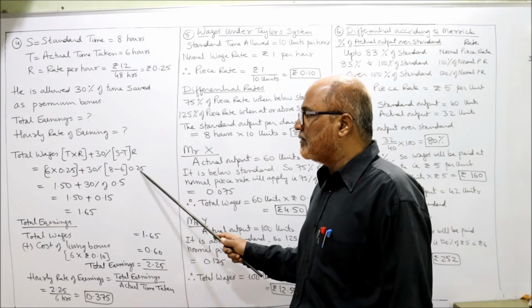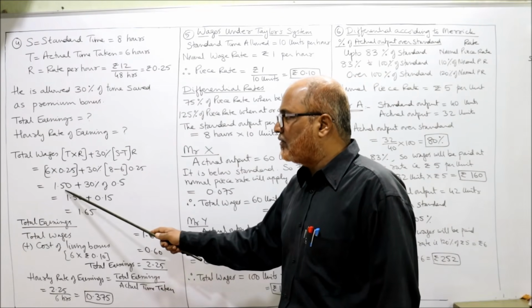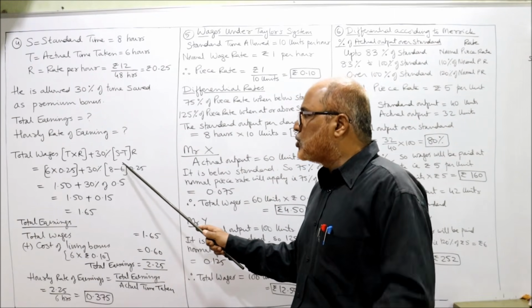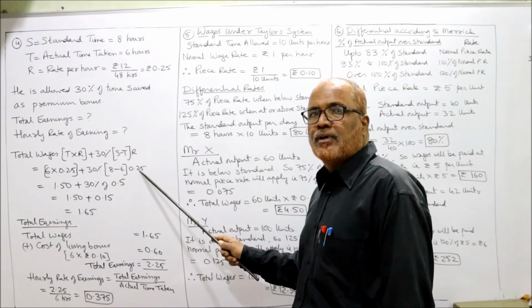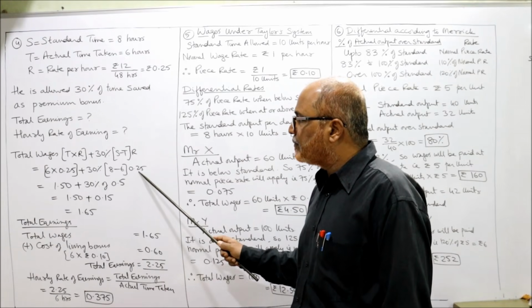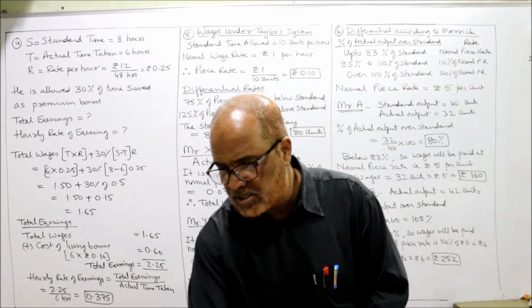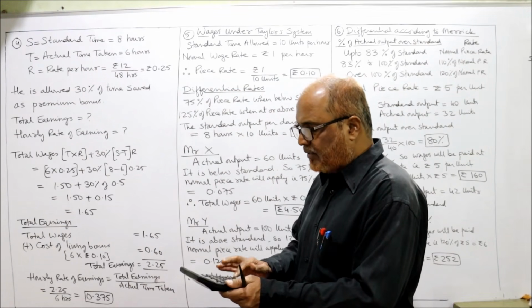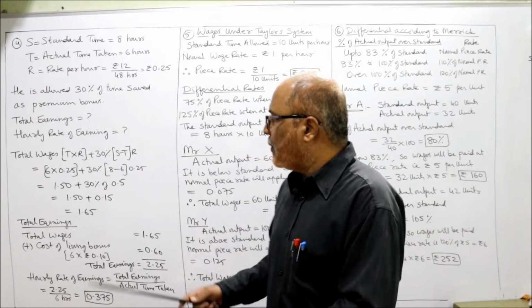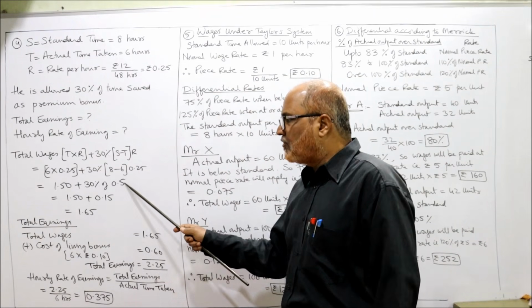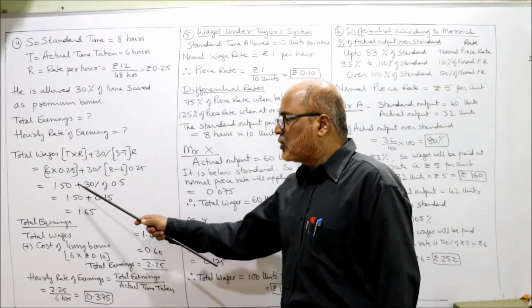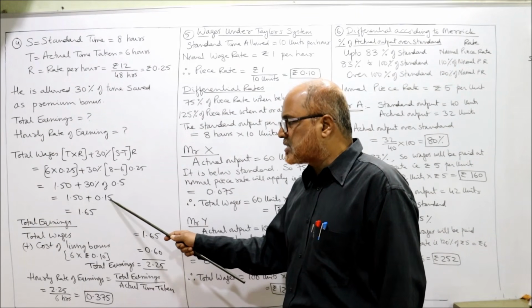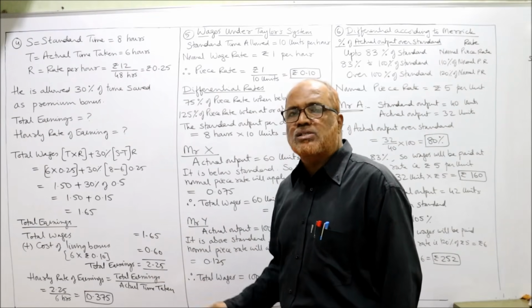So 6 into 0.25, 1.5, plus 30% of 8 minus 6 is 2. 2 into 0.25 is 0.5. Is it 0.5? Check it again. 8 minus 6, 2. 2 into 0.25 is 0.5, right? So 30% of 0.5 you will get 0.15. So 1 rupee 50 paisa normal wages plus 0.15 is the bonus. So total wages will be 1.65.